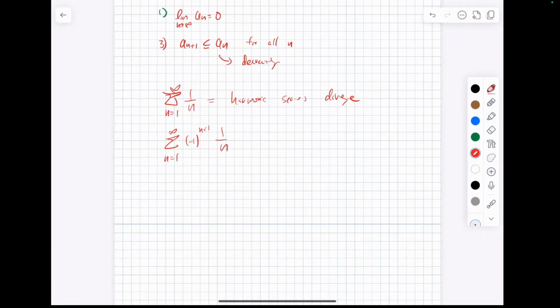So this part is called alternating, and this part is going to be harmonic. So it's an alternating harmonic series, and it converges. Alternating harmonic series converges.